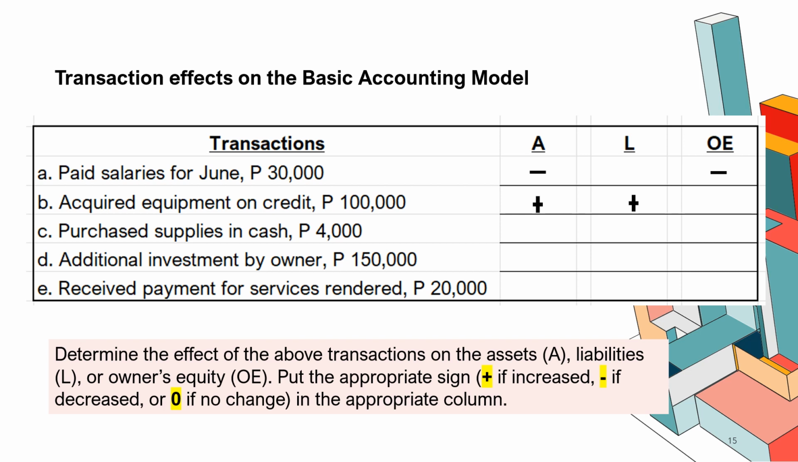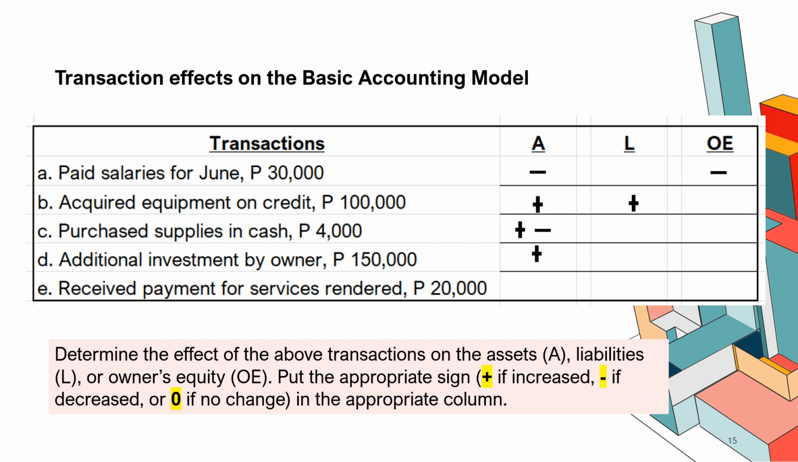How about letter C? Purchase supplies in cash, that's 4,000 pesos. Okay, what items or elements in the statement of financial position are affected? So this is related to our cash and related to our supplies. Both items are part of assets, and therefore an increase in one asset is equal to a decrease in another form of asset. Okay, no effect on your liabilities and no effect on your owner's equity.